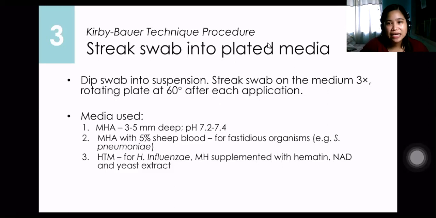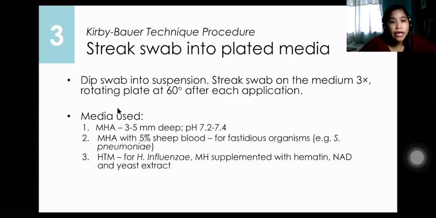And the next is the media used is the Mueller-Hinton agar or the Haemophilus Test Medium, HTM medium. Nalipat ko kung ano ning HTM medium. Wait lang. Okay, search natin mamaya si HTM.